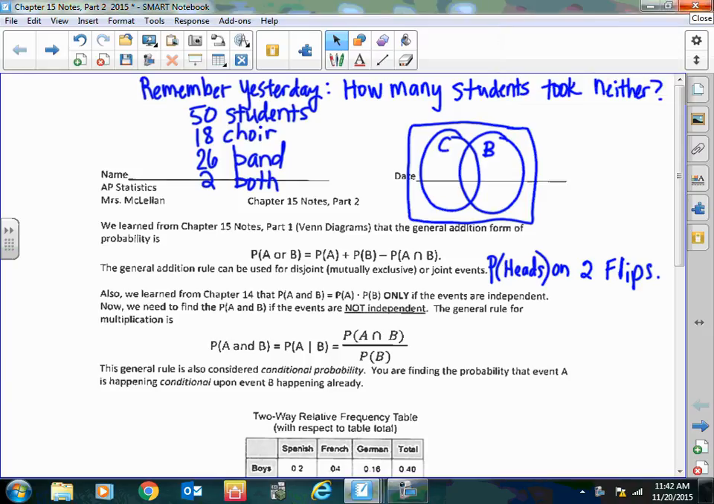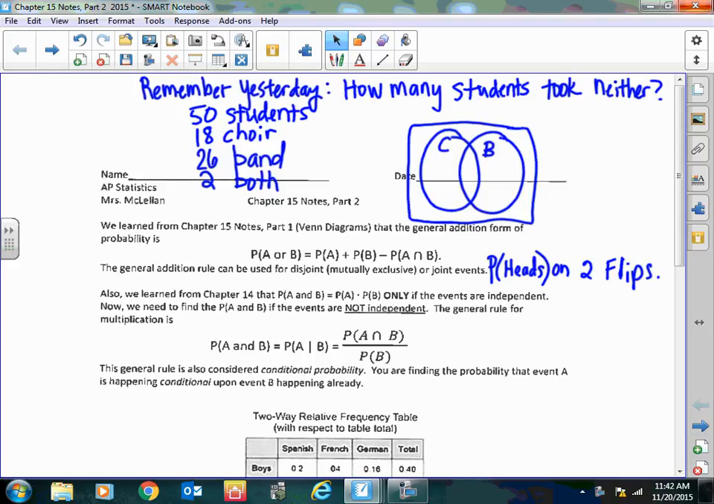All right, guys, I want to start off this chapter. It has one new thing that we're going to be adding, but I want to tie it into what we've previously done as well, okay? I actually want to start with the first problem that we did yesterday on Venn diagrams, and that was this.